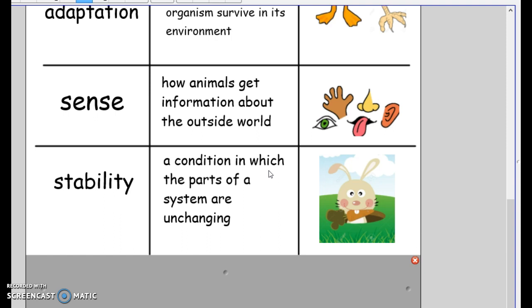So feel free to get ahead, and you'll have all 12 of these words done for next week even though the first four are due on Thursday.